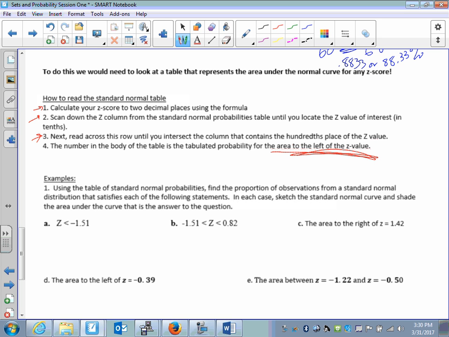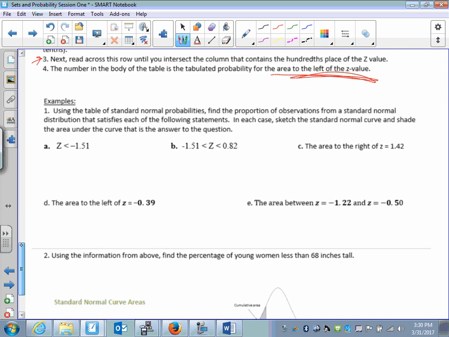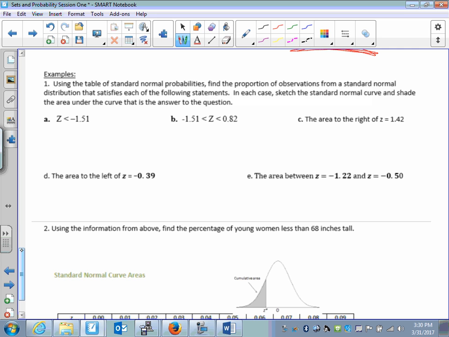Although most of it's somewhere between that and -3 standard deviations. And if you want an area between two, you take the larger area minus the smaller area, and you get the area between those two. Okay, so examples. Using the table of standard normal probabilities, find the proportion of observations from a standard normal distribution that satisfies each of the following statements. In each case, sketch the standard normal curve and shade the area under the curve that is the answer to the question. You should really probably do that even before you go to the table.